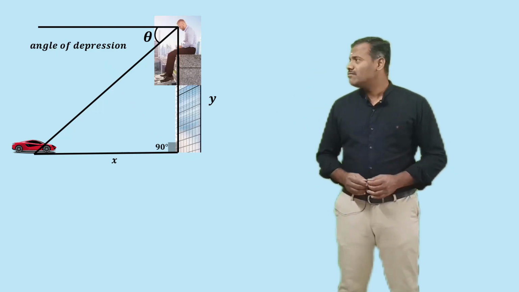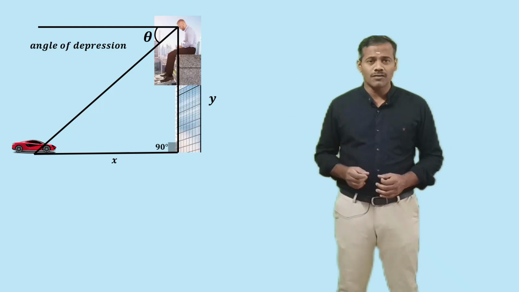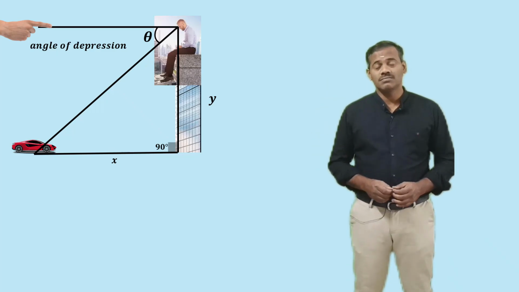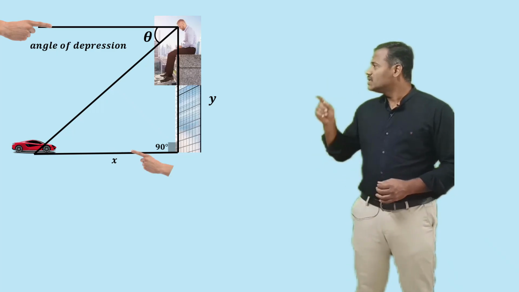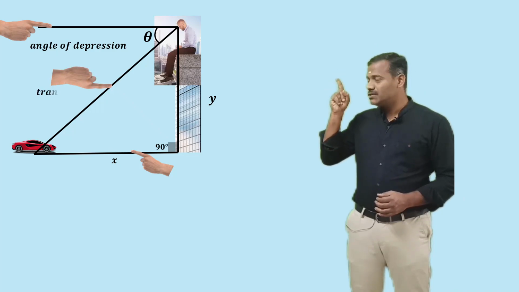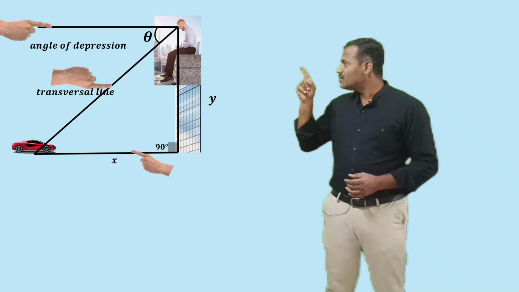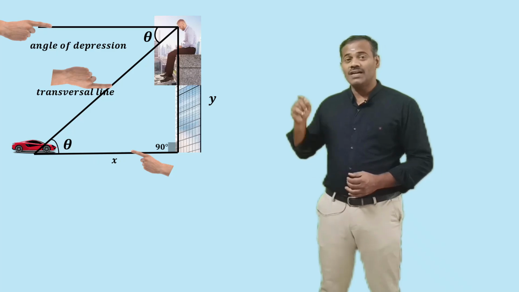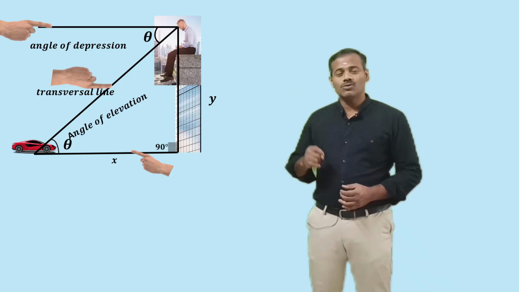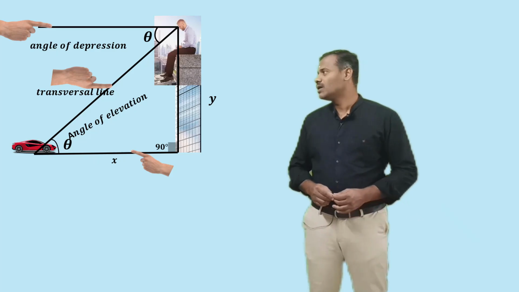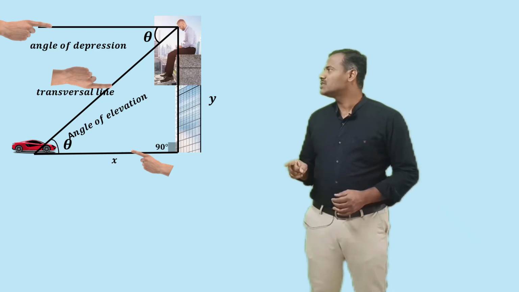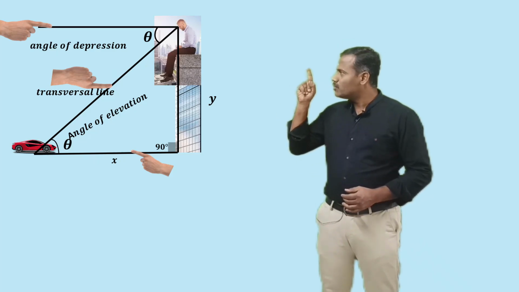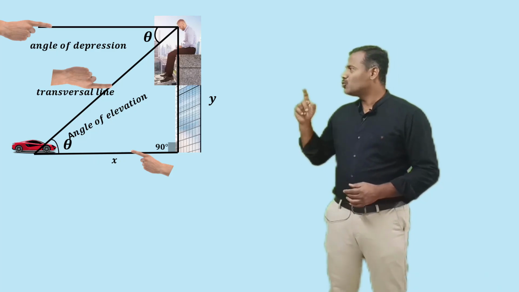Okay, children, you may have a question here: the angle of depression is not a part of this triangle, it is outside. Then how can we say that theta is the angle of depression? That's a nice question. Now children, if these two lines are horizontal, then these two lines are parallel, and this line is a transversal. If that angle is theta, this angle is also theta, because alternate angles are equal. So this angle of depression is seen from the man to the car, and from the car to the man there is the angle of elevation, so both are equal.